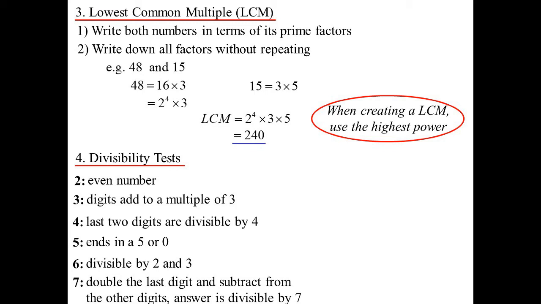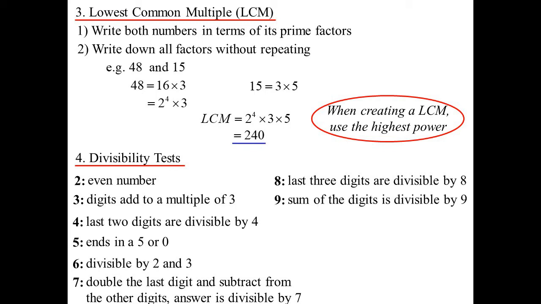8. Yes, so it's similar to the 4 one, but now we look at the last 3 digits. 9. It's similar to the 3 one, because of course 9 is 3 squared. But this time, the sum of the digits is divisible by 9 instead of 3. 10, anyone? Okay, ends in a 0. The next one's another one that you may or may not remember.